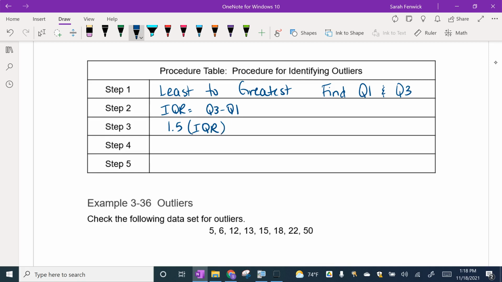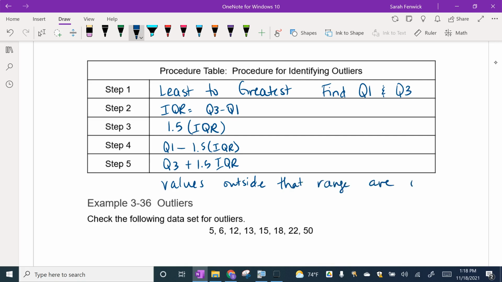And then we are going to do Q1 minus 1.5 IQR and Q3 plus 1.5 IQR. Any values outside the range from step 4 to step 5 are outliers.